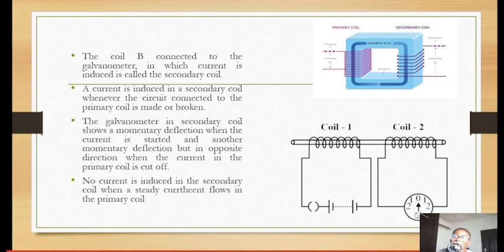It moves to the front like this when the current is started, and there is another momentary deflection, but in the opposite direction, when the current in the primary coil is cut. When you open the key, the deflection will come towards this side, and when you close the key, the deflection will come towards this side. That's what it's trying to say. No current is induced in the secondary coil when a steady current flows in the primary coil.